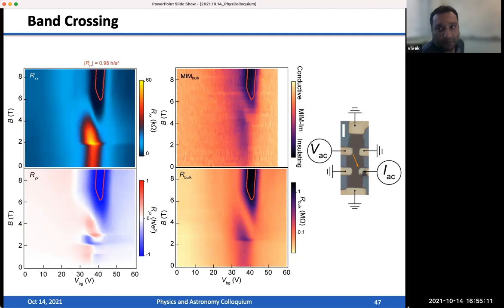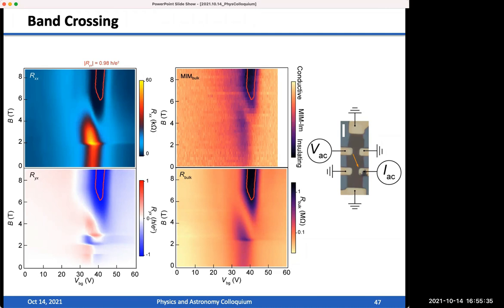And what's your bulk gap? That's a good question. It's not very clear yet because this is a thin layer. Past measurements in the bulk systems are anywhere between 20 to 50 millivolts. Maybe even higher, but I think it's not reliable yet.